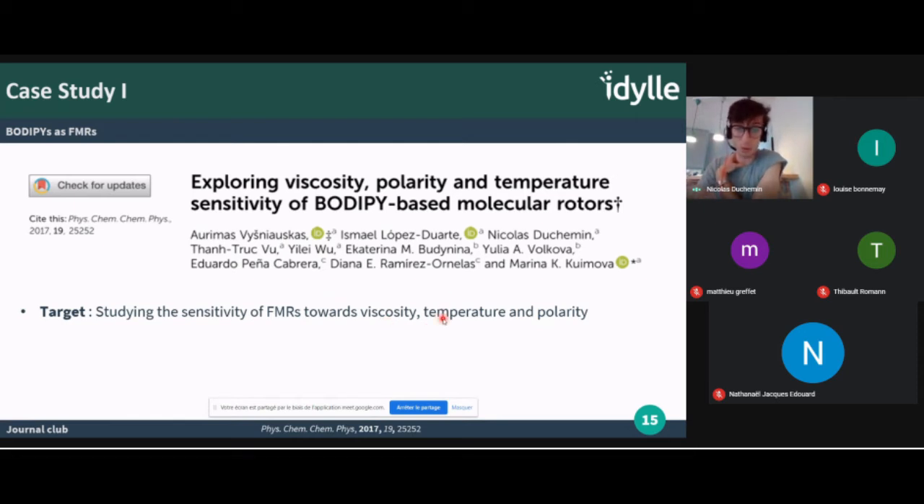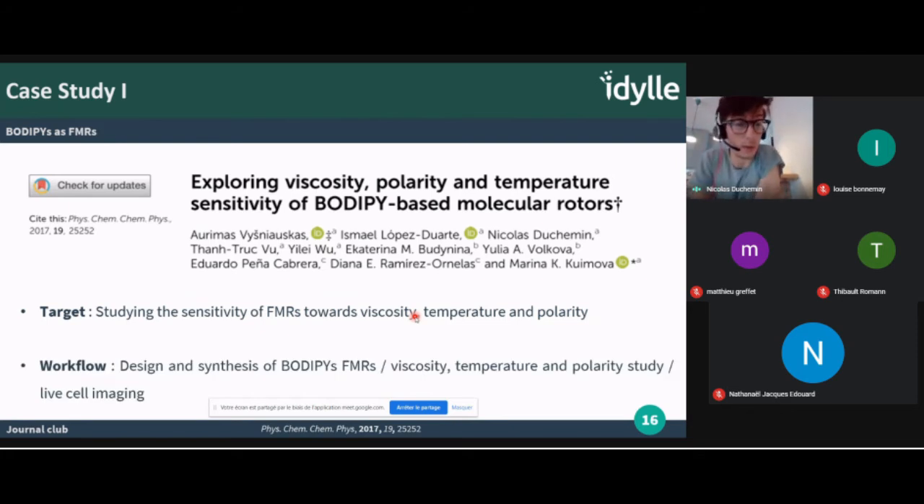It is important because FMRs are usually evaluated with viscosity, but as you may know, if you change the temperature of a certain viscous solvent mixture, you will change the viscosity. And if you change the solvent mixture, you will also change the viscosity and the polarity. So it was pretty important to characterize FMRs, knowing that all these data are actually interdependent.